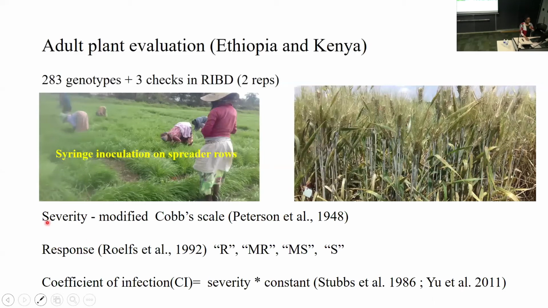And scoring is based on severity and response. Severity is based on the modified Cobb scale method, which estimates the percentage of the area of the stem covered by pustules. And response is based on Roelfs. R stands for resistant, MR is moderately resistant, MS is moderately susceptible, and S is for susceptible. Sometimes there is a combination of responses, and in this case, we convert them into a coefficient of infection by multiplying severity by a constant for the response. And this is the data we are using for analysis.